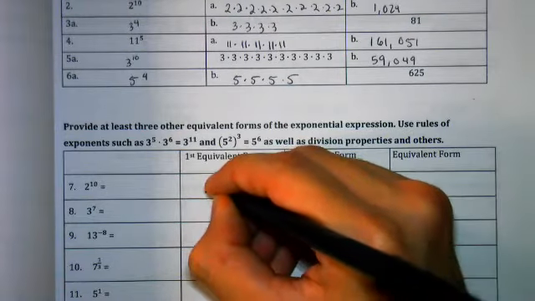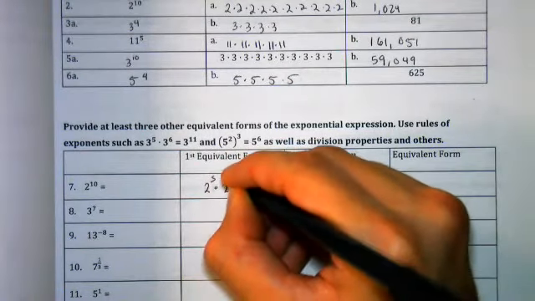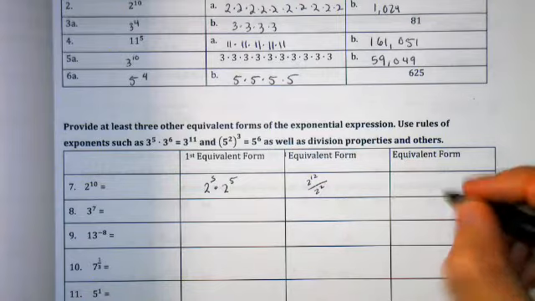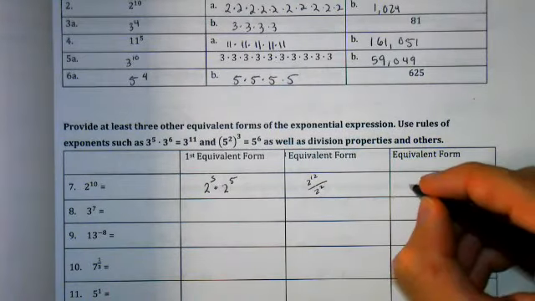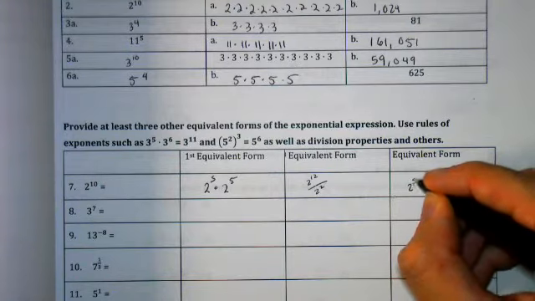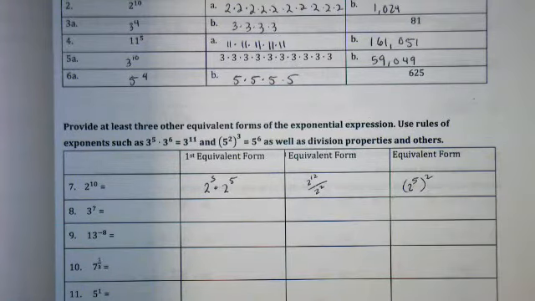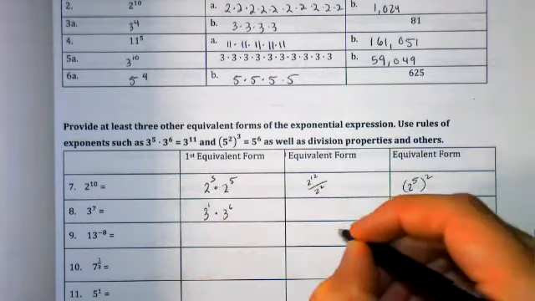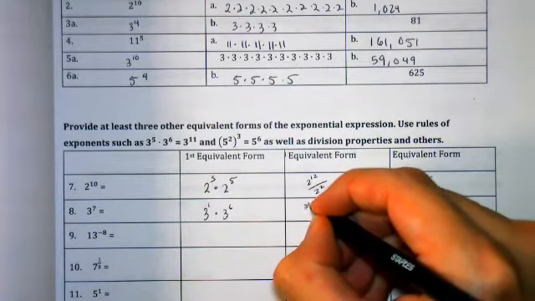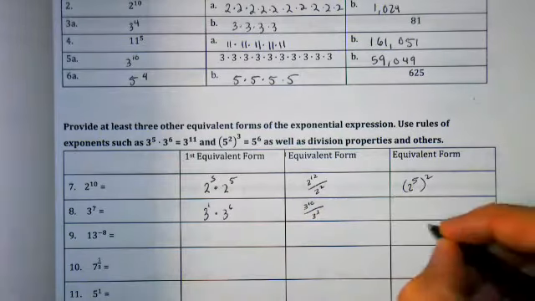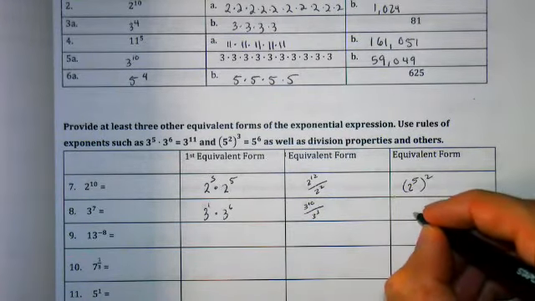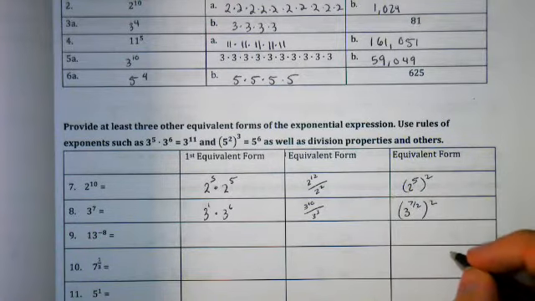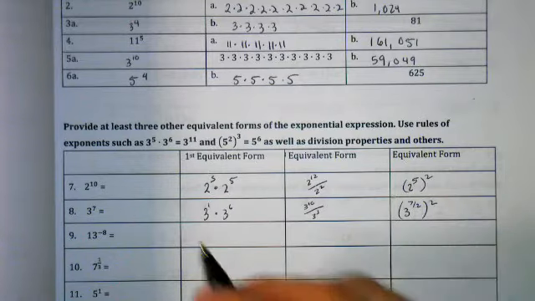So I could do, for instance, 2 to the 5th power times 2 to the 5th power. I could do 2 to the 12th power divided by 2 to the 2nd power. And I can do 2 to the 5th power squared. There you go. You can do something like that. We could do 3 to the 1 power times 3 to the 6th power. We could do 3 to the 10th power over 3 to the 3rd power. And we can do 3 to the 7/2 power squared. Because when you multiply those, the 2's would cancel.